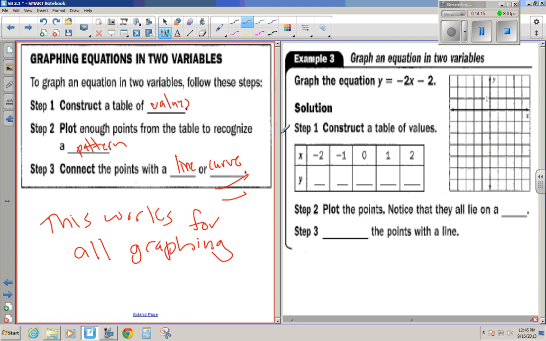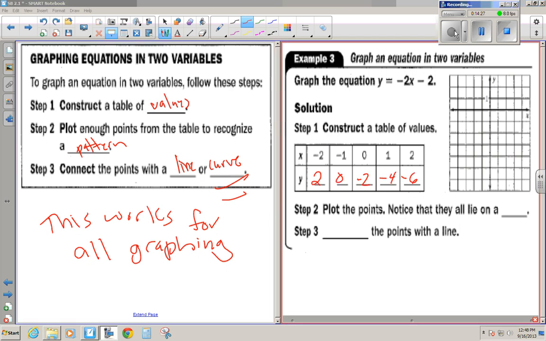So let's take a look at this example. Step 1, construct a table of values. You put -2 into that equation. Why don't you pause the video, and when you unpause, you'll see all the points. So you should have gotten these points. You should go ahead and plot the points, and then notice that they all lie on a line. Pause the video and plot the points.